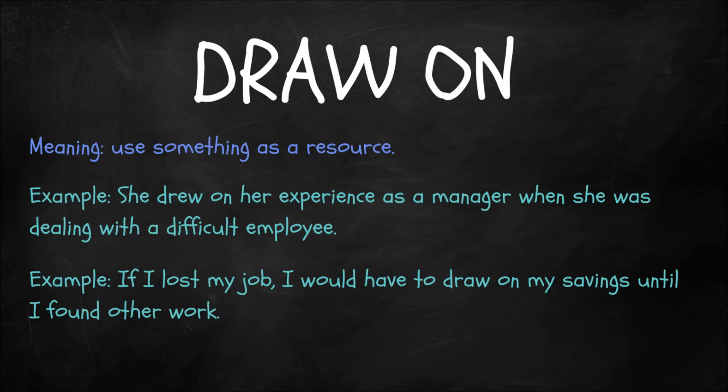To draw on means to use something as a resource. And one important note about draw on is that it's actually an inseparable phrasal verb. So even if you use it with a pronoun, you're going to say draw on it or draw on them. And the types of things that we tend to draw on are things like knowledge, experience, skills, or it could be something physical like money.